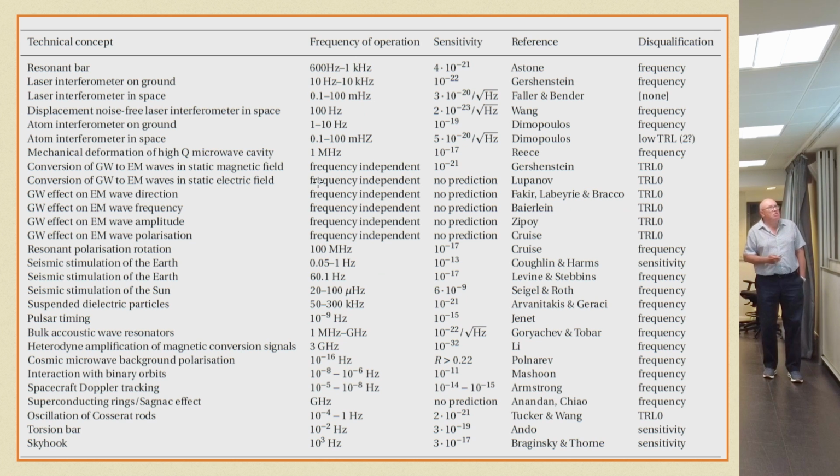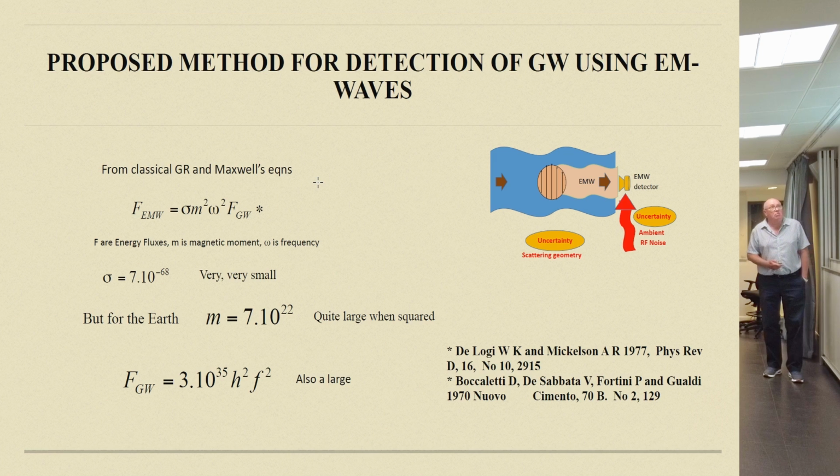The one that we were looking at was here, conversion of gravitational waves to electromagnetic waves, but in a static magnetic field. This idea was first thought about by Gertsenshtein, but it's not been done as far as I'm aware. Now, exactly how would we go about it?